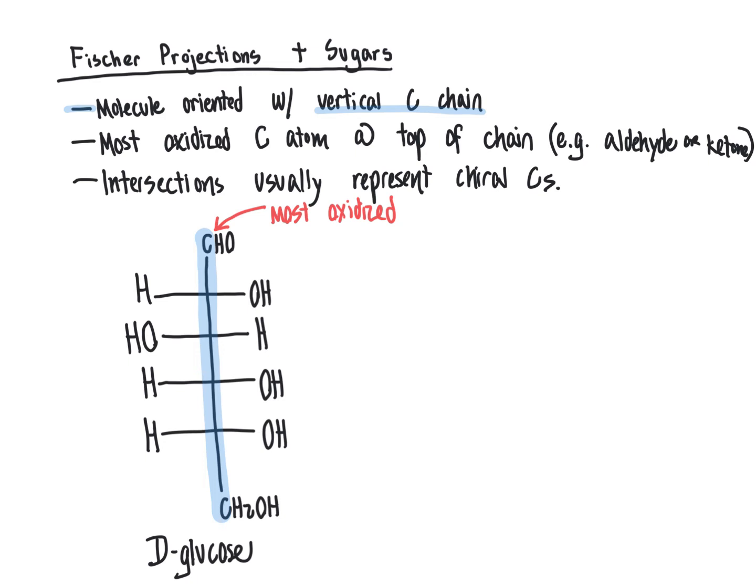So the most oxidized carbon atom will be at the top of the chain there that I've highlighted and written out here in red. And then the intersections generally represent chiral carbons. So I can go ahead and put stars on these here, here, here, and here. Each of those represents for us a chiral carbon because each of those carbons has 4 different groups bound to it. Here at this carbon we have an OH group, an H, an aldehyde, and then the rest of the carbon chain. Here we have an H, an OH, carbon chain here, and carbon chain here. Those 2 groups are not identical as we look further down the chain.